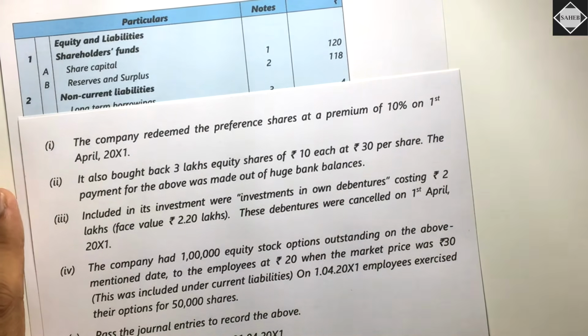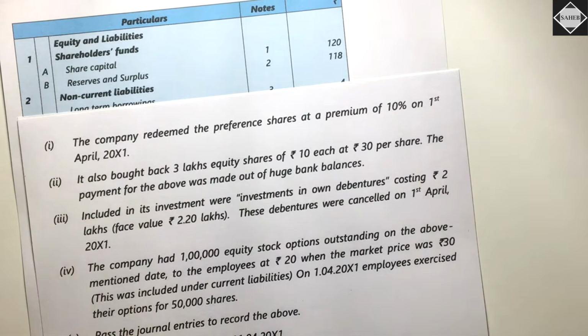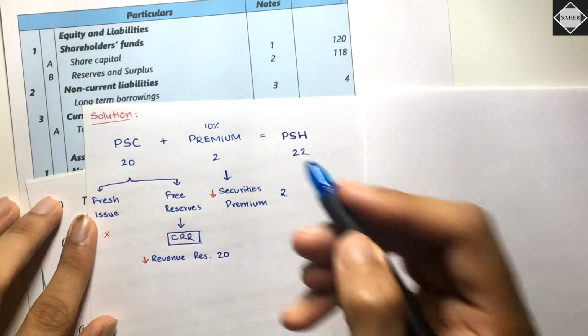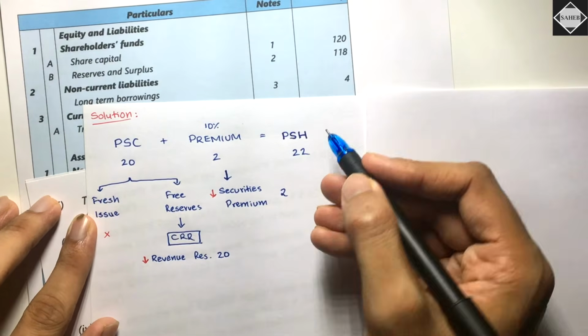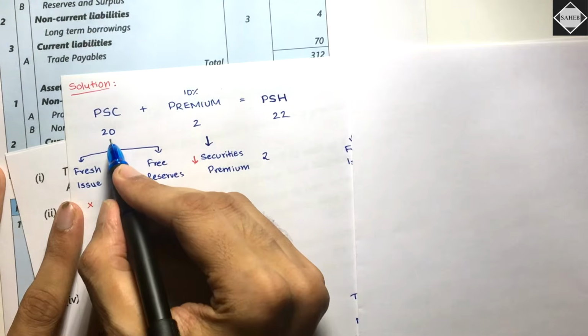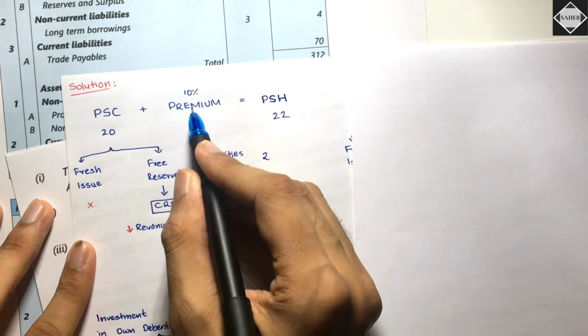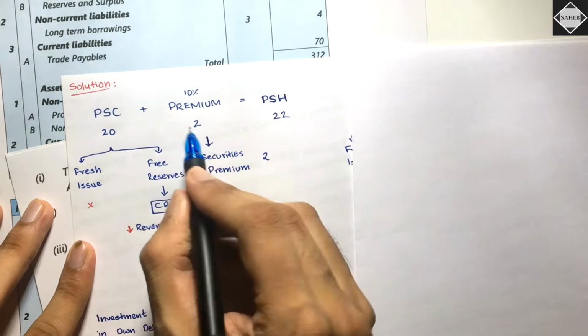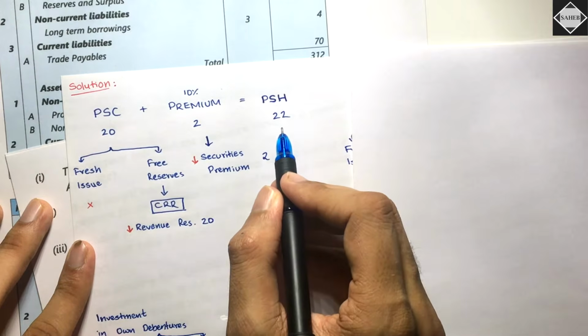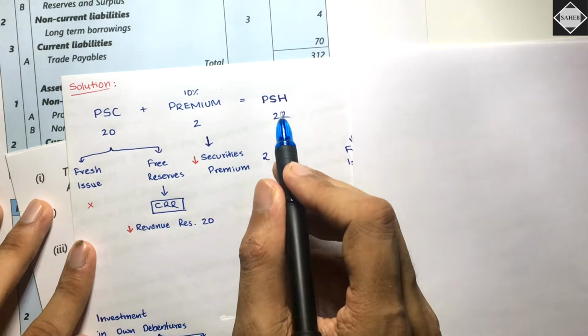So let's just see the equation now. See, it's really simple. You already know preference share capital plus premium is equal to preference shareholders. Yeah, this is the equation we always prepare. We all know preference share capital in the balance sheet is of how much? It's of 20 lakhs, right? So 20 lakh is the face value, and the premium is 10%. So 10% of 20, that's 2 lakhs. Clear? So in total, how much we have to pay to preference shareholders? 22 lakhs, isn't it? Yes.